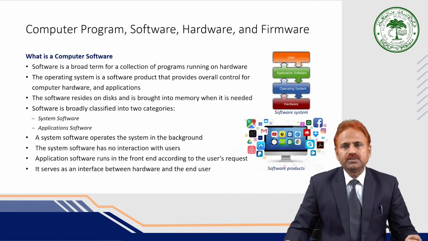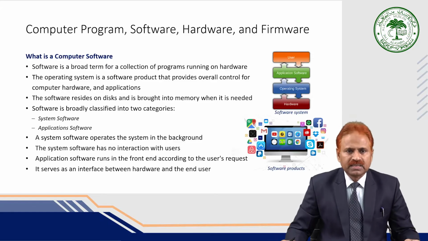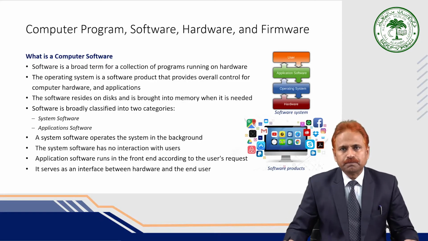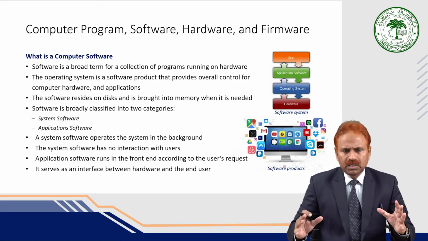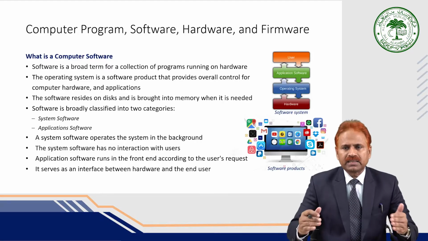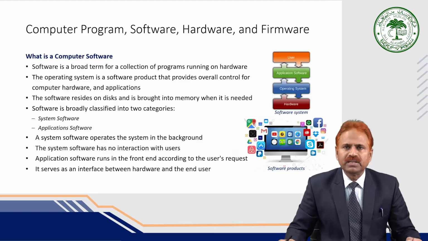Software is broadly classified into two categories: system software and application software. System software operates the system in the background. Application software runs in the front end and, according to the user's request, serves as an interface between hardware and the end user. So mainly, system software is meant for controlling the hardware devices, while application software is the main software using which a user can perform various tasks.